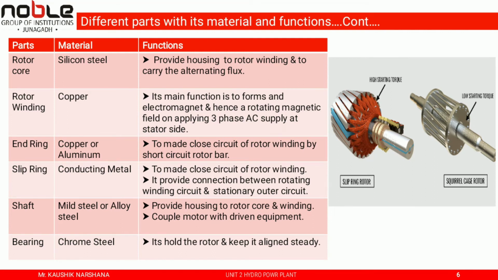Now finally the end ring, copper or aluminum, whatever material is okay for end ring, and it makes a closed circuit of the rotor winding by short circuiting the rotor bars.